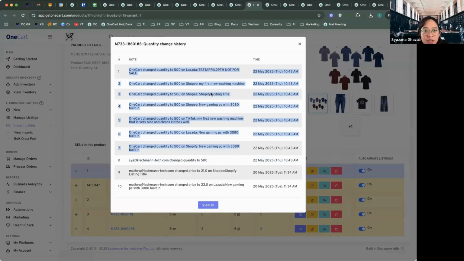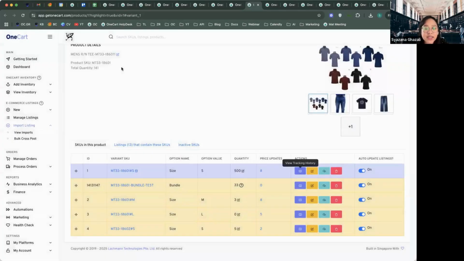So I have one question in the Q&A. How does OneCart connect to our ERP system? Is that what you're saying? And what configuration is required for Lazada, Shopee, NTUC, and Redmart? For your ERP system, let me understand this. For ERP system, you are using API, right?